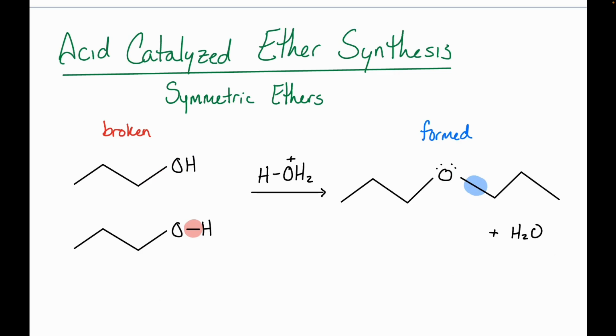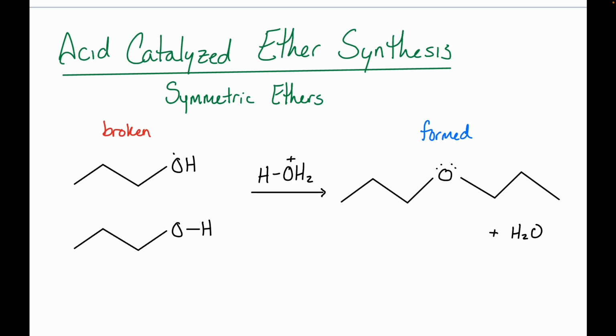All right, so now that we've established what bonds are being broken and what new bonds are being formed, let's look at the mechanism here. Let's see if we can figure this out. What do we think the first step is going to be when we have this alcohol under acidic conditions? I'll give you a hint. This is going to act as an acid, right? That's my proton donor. So what's going to be accepting the proton in this reaction?